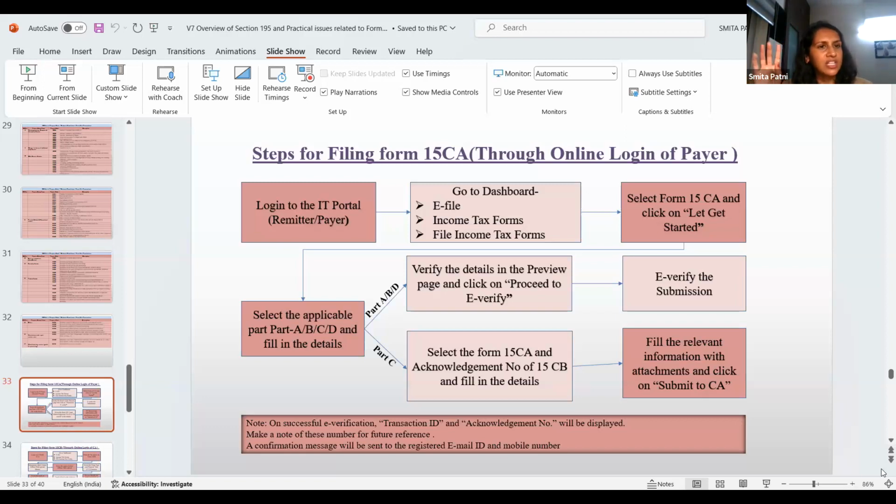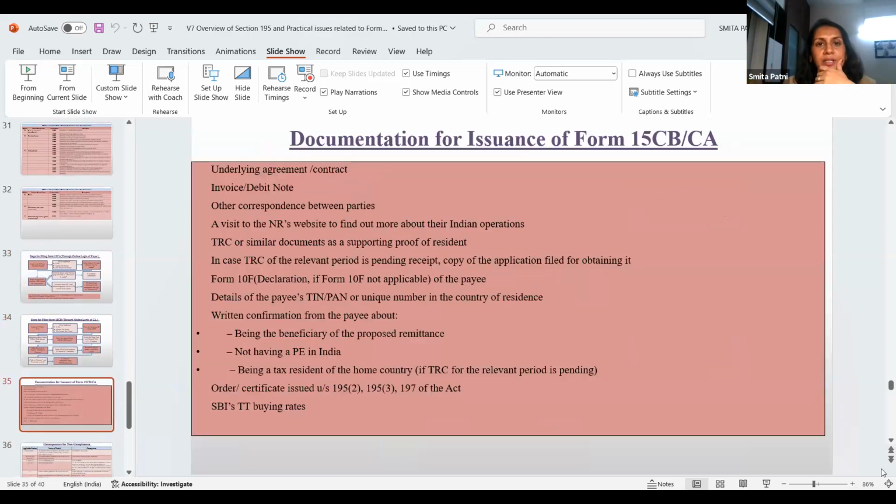So with online filing, the benefit is that we come to know of our error immediately, but with bulk processing, the benefit is that we can file multiple 15CB in one go. So these are the steps.